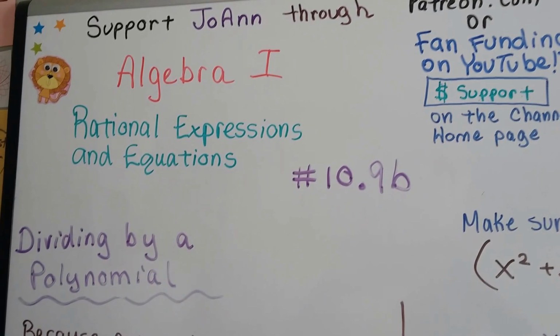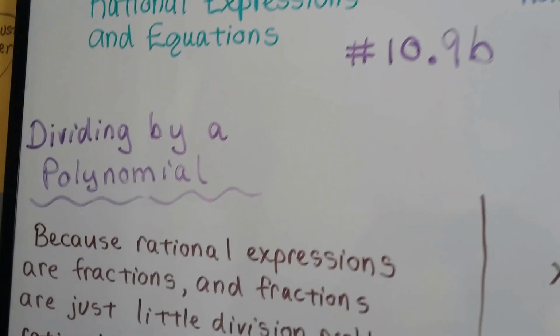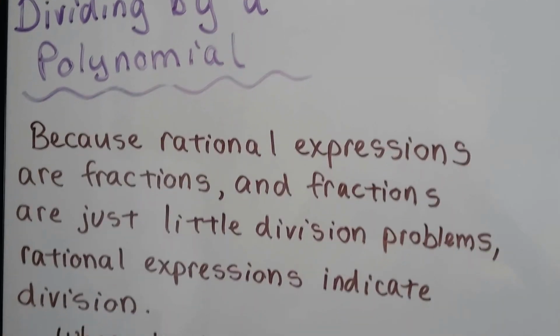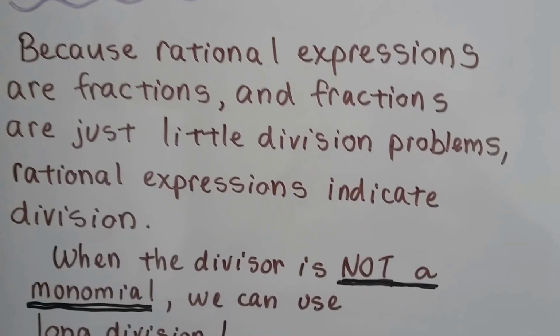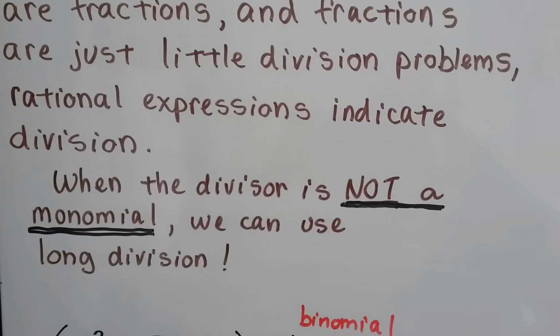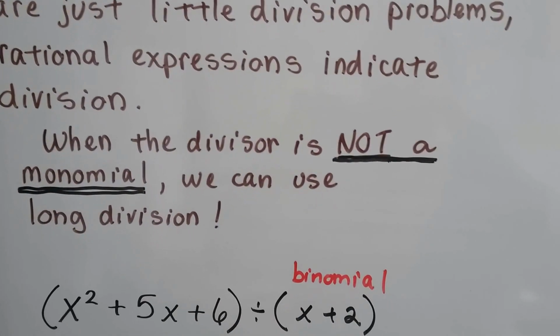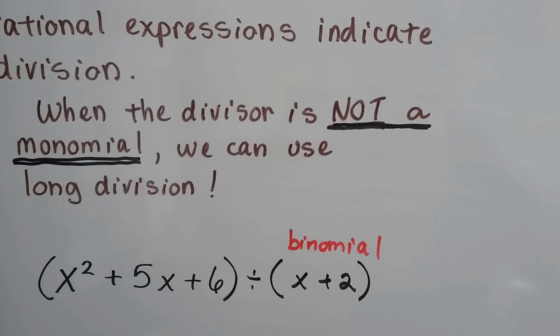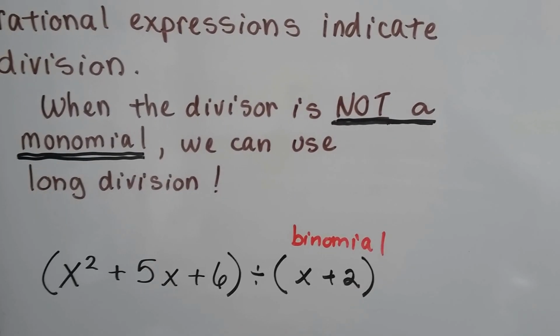Algebra 1 10.9b, dividing a polynomial. Because rational expressions are fractions and fractions are just little division problems, rational expressions indicate division. So when the divisor is not a monomial, we can use long division.